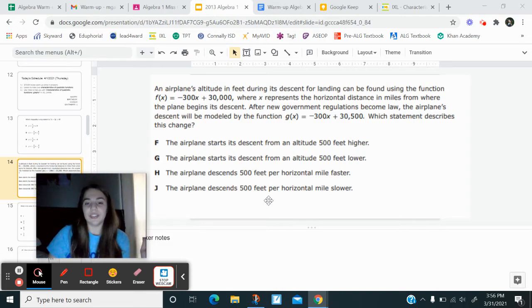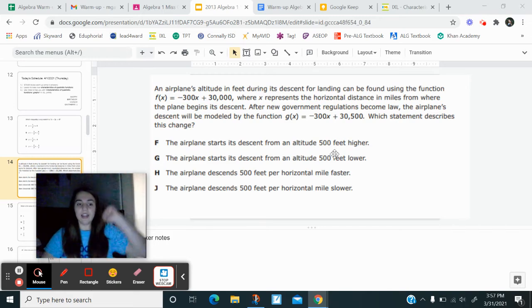What I do notice, however, is the only thing that changed is this y-intercept here. This 30,000 became 30,500. So think about a plane and what it's doing. It's going to start in the air and then it's going to descend, okay? Something is happening to these functions that changed it from 30,000 to 30,500. And so we're going to figure out what that y-intercept would have been.